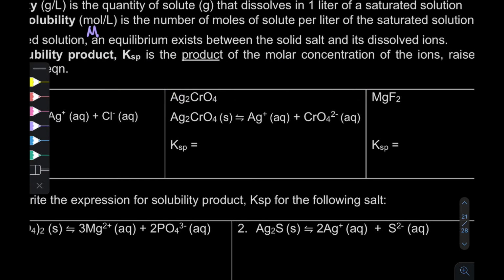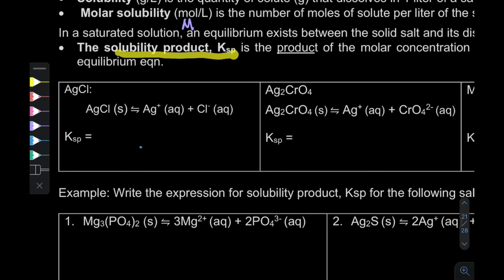Okay, so dalam kes ni kita belajar KSP, which is S stands for solubility, P stands for product. Again, kita akan consider aqueous. Gas kita tak belajar dah sebab dalam case ni tak ada gas.